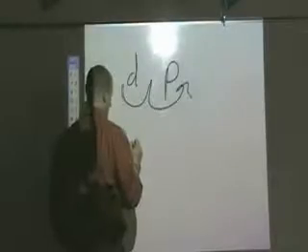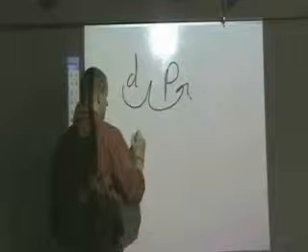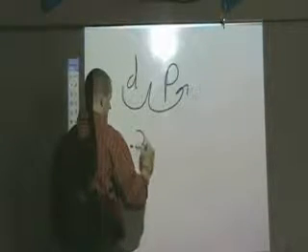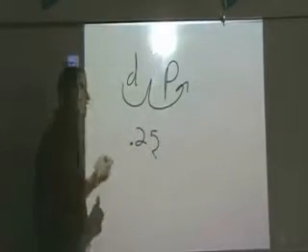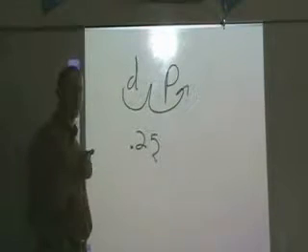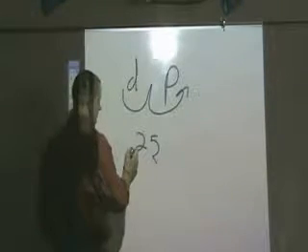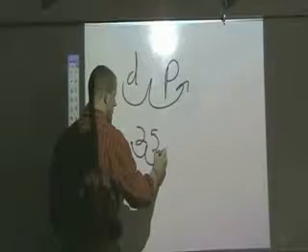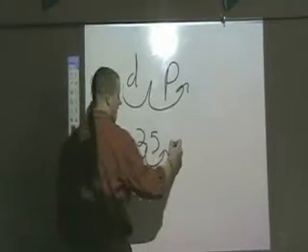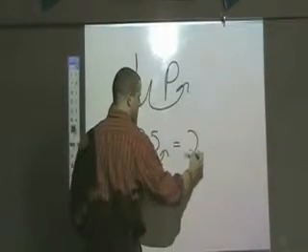So for instance, if I want to take 25 hundredths and I want to make it into a percent, I'm going to take my decimal place and I'm going to go 1, 2 places to the right. And that's going to make it 25%.